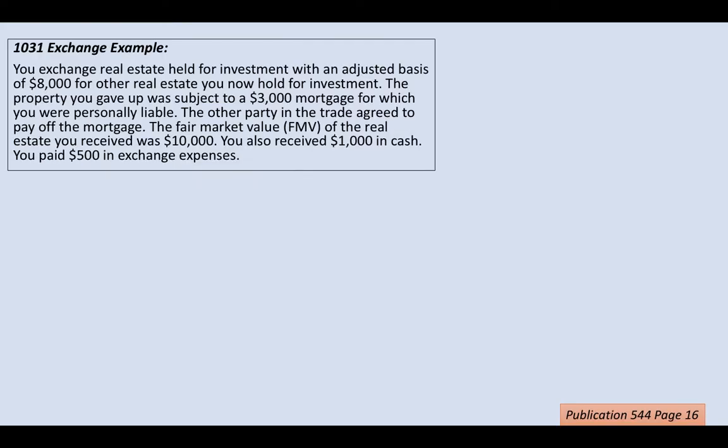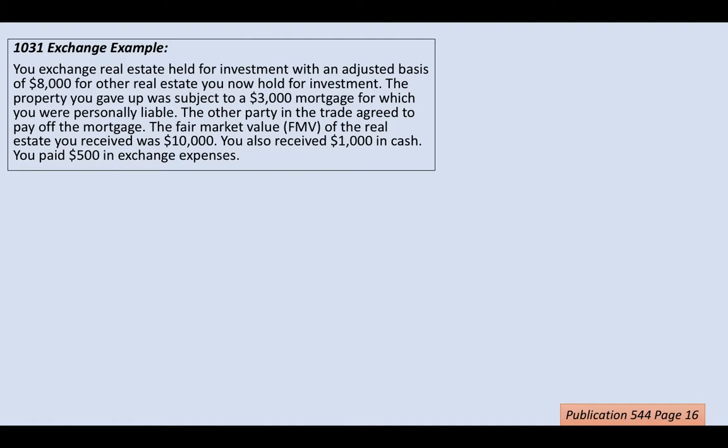Let's see an example. This is an example given in IRS Publication 544 on page 16. You exchange real estate held for investment with an adjusted basis of $8,000 for other real estate you now hold for investment. The property you gave up was subject to a $3,000 mortgage for which you were personally liable, and the other party in the trade agreed to pay off the mortgage. So basically, the other party assumed your $3,000 mortgage.